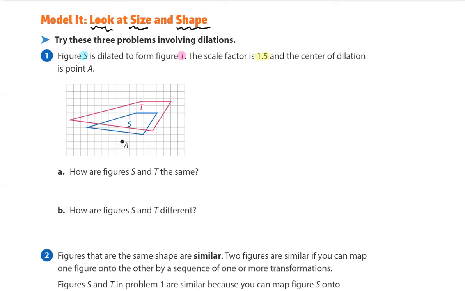And it's going to ask us two questions down here. How are figures S and T the same? Well, they look like the same shape, right? They look to be the same shape. Let's put that down. They look to be the same shape. Oops, that's not how you spell look. There you go. It's got a K in there somewhere.